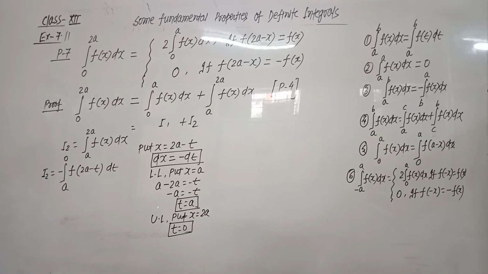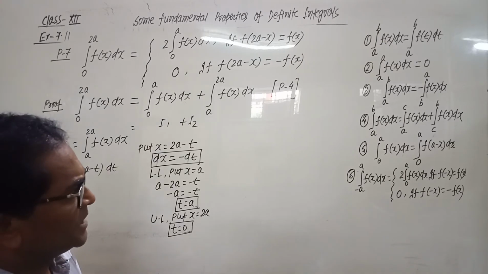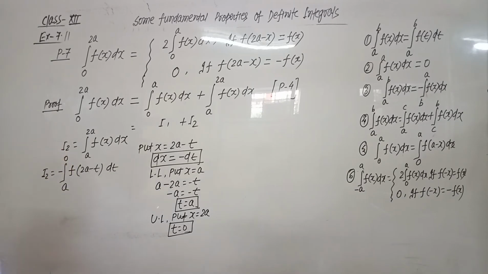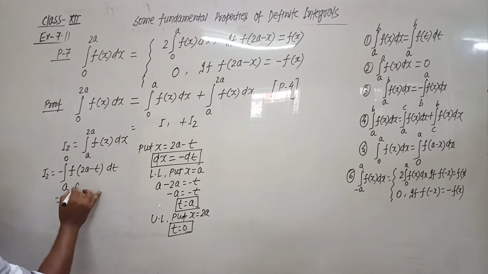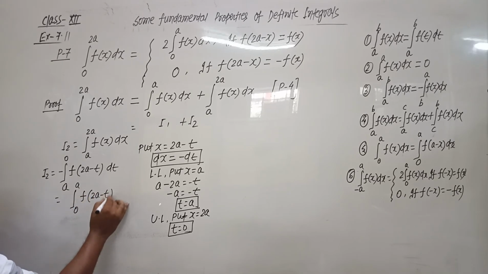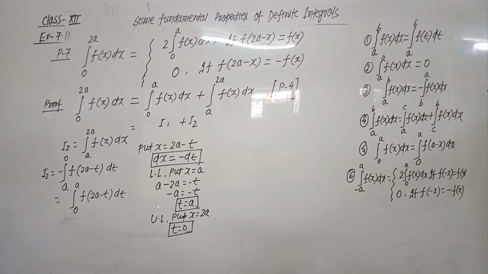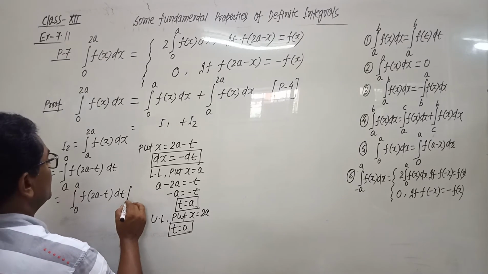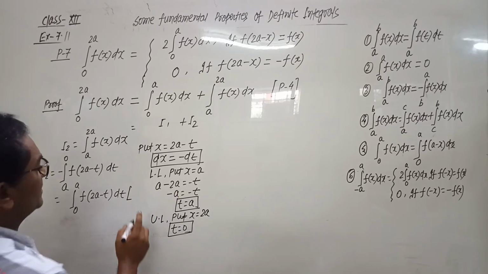So we get minus integration a to 0 f of 2a minus t dt. Now using property number 3 on interchanging the limits, the sign gets changed. So we interchange the limit, 0 to a, this minus becomes plus, f of 2a minus t dt. By interchanging the limit, we get integration 0 to a f of 2a minus t dt. Here we are using property number 3, P3.